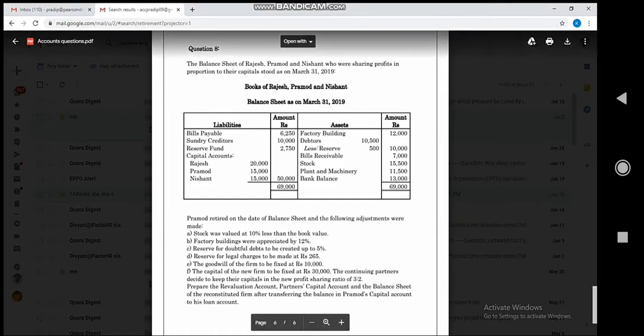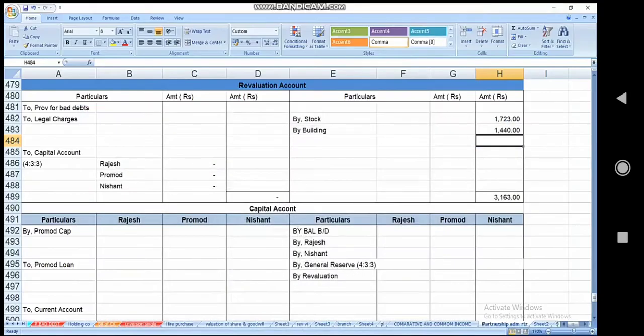Now the reserve is created at 5%. So 5% of 10,500, because there is a provision for doubtful debts. It is 5% of 10,500. How much will it be? It is 525. But see the problem.